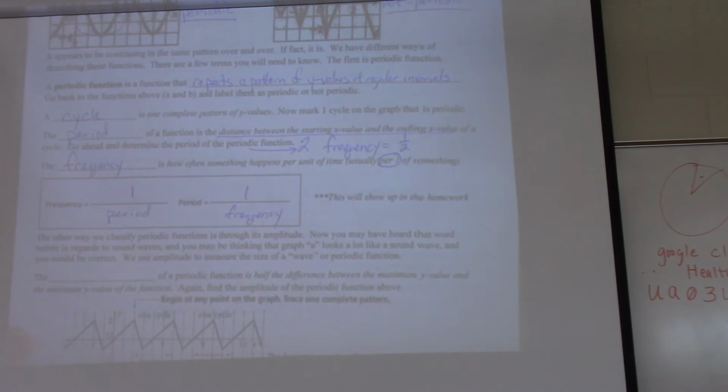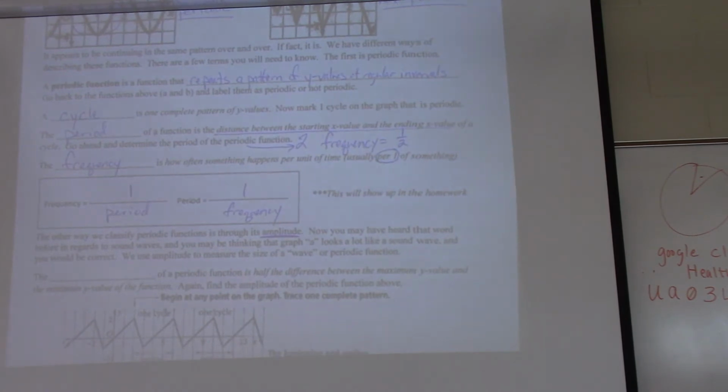The other way we classify periodic functions is through its amplitude. Let's underline that word, amplitude. Now you may have heard that word before in regards to sound waves. Science classes use this kind of stuff. We're learning about all that right now? Awesome. Good timing. Graph A looks a lot like a sound wave, and you'd be correct. Use the amplitude to measure the size of a wave or its periodic function.